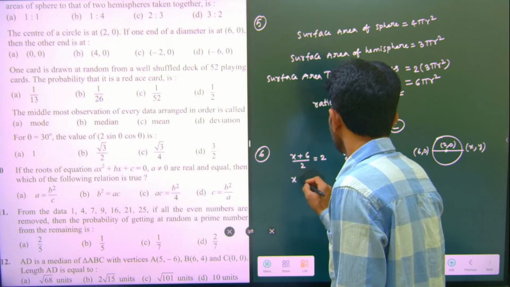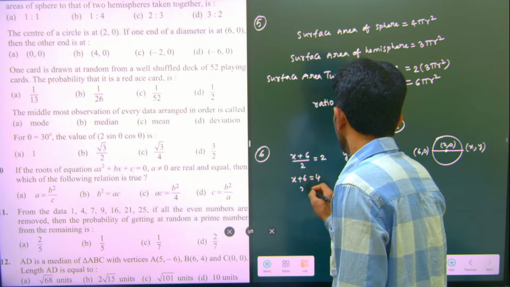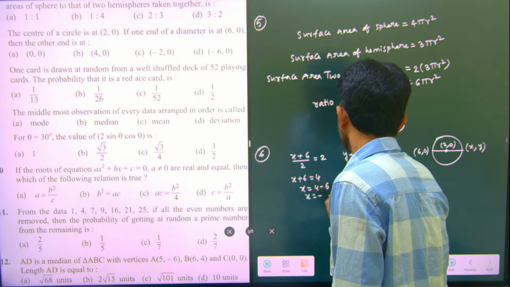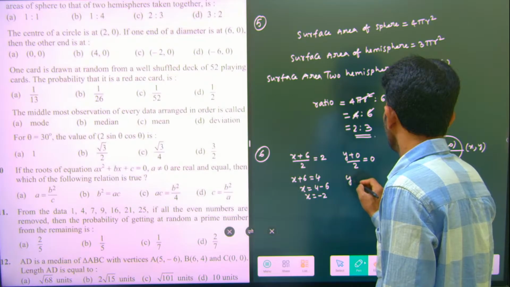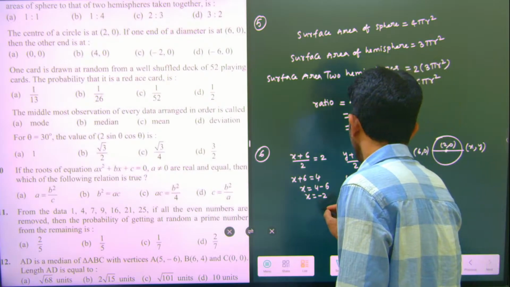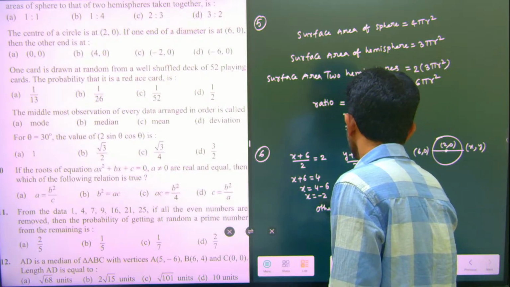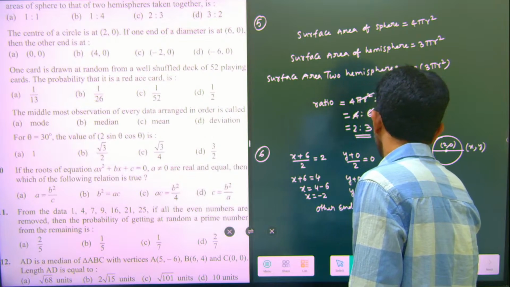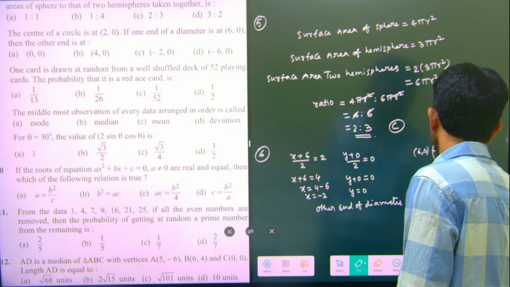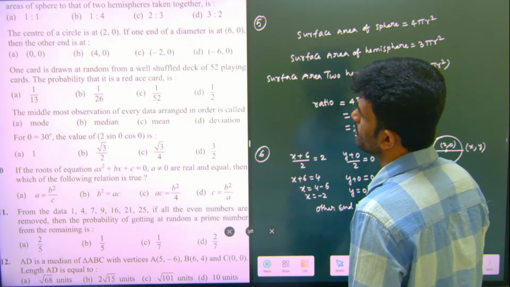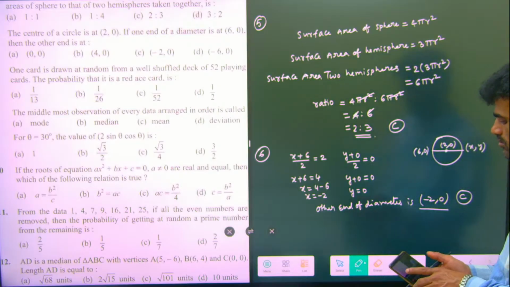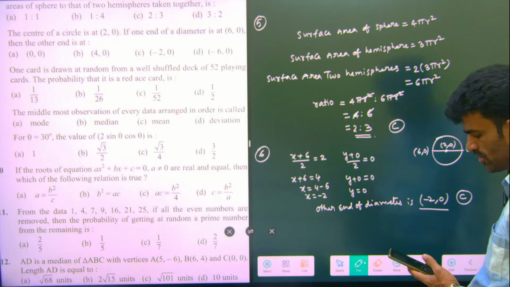By this what we get? X plus 6 is equal to 4. So x is equal to 4 minus 6, x is equal to minus 2. Now here y plus 0 is equal to 0 because 2 into 0 is 0. Y is equal to 0. Now what is our point? Other end of the diameter is minus 2 comma 0. Option C. Question number 6, option C, minus 2 comma 0.